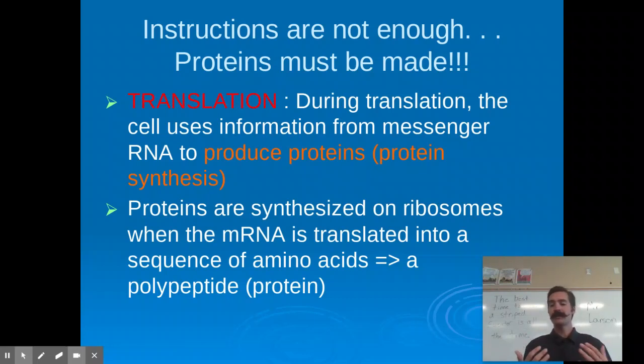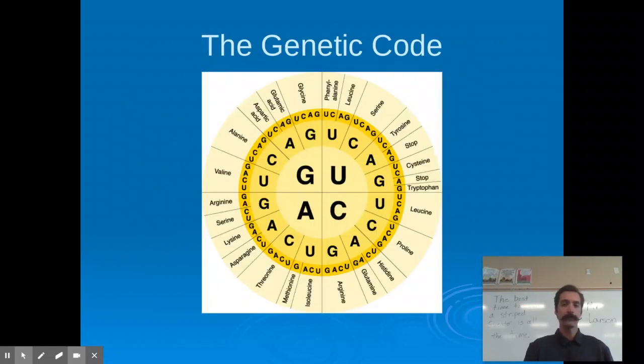So how does translation work? Here we're going to investigate that. First, what we need to know is that each amino acid that we know of has a specific mRNA sequence associated with it. So here we have a genetic code wheel. This will help us understand how we figure out what amino acids are coming in. So you will always start in the middle and work your way out.